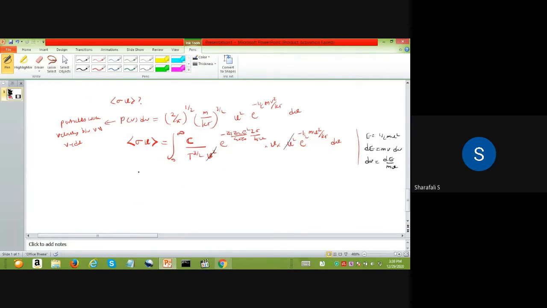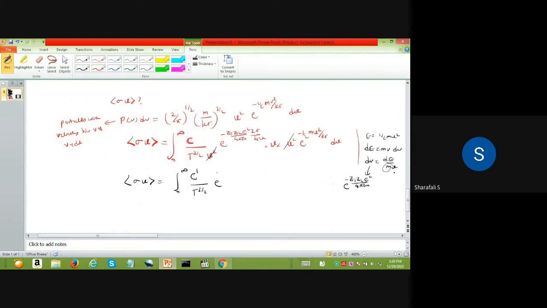So if you substitute those values here, then here sigma v will be integral 0 to infinity. I will take this m as constant. So I will change this C to C dash raised to 3 by 2, then e raised to minus Z1 Z2 e square divided by 4 pi epsilon 0.